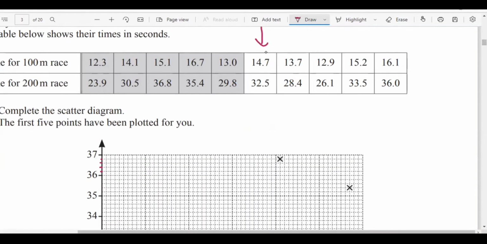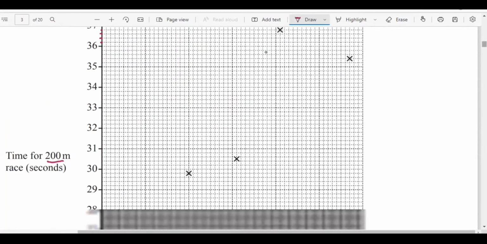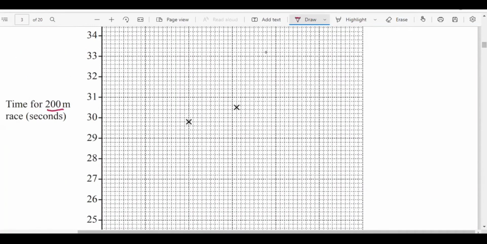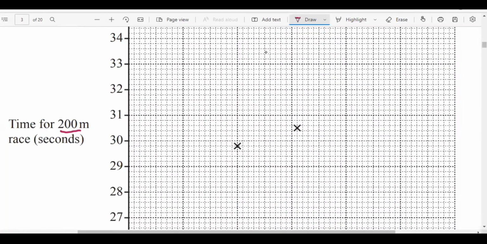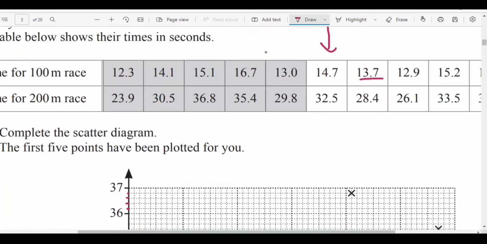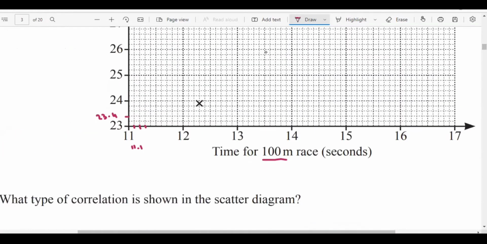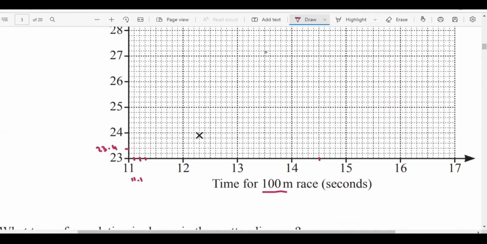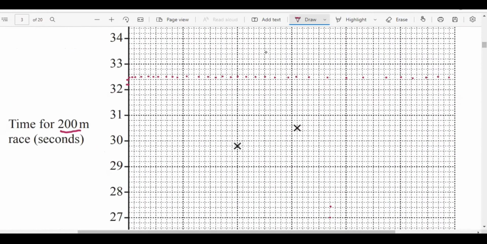It is 14.7 and 32.5. So 14.7 on the 100 meters and 32.5 on the 200 meters. So this is 32, 32.2, 32.4. This is going to be the line. So I am going to make a dotted line. It would be very easy for you guys, but I'm doing it this way, which is why it takes more time. You can just make a small line with a lead pencil. And then it is 14.7 for the 100-meter part: 14.5, 14.6, 14.7. And this is how I am going to continue this line. All right, this would be the next point.